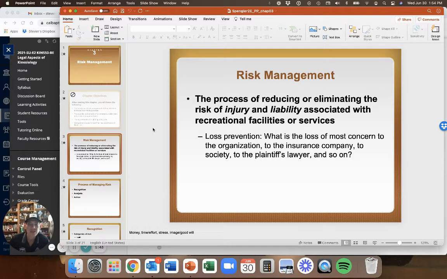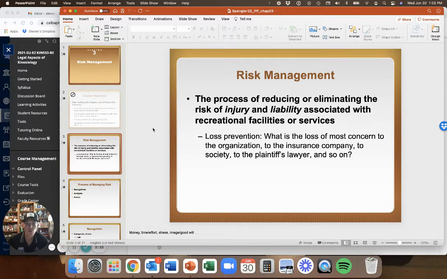So the big thing is understanding what risk management is. Basically, it's the process of reducing or eliminating risk of injury or liability, or both, associated with our facilities that we work with or any service that we provide to our athletes, clients, and so forth. So what we really want to do is prevent loss, right? So loss prevention.